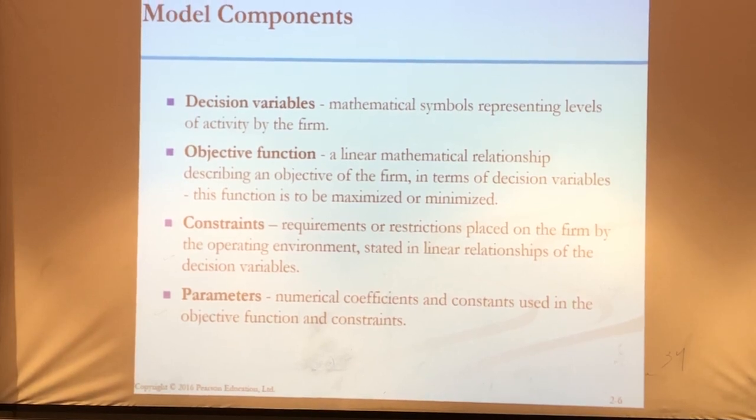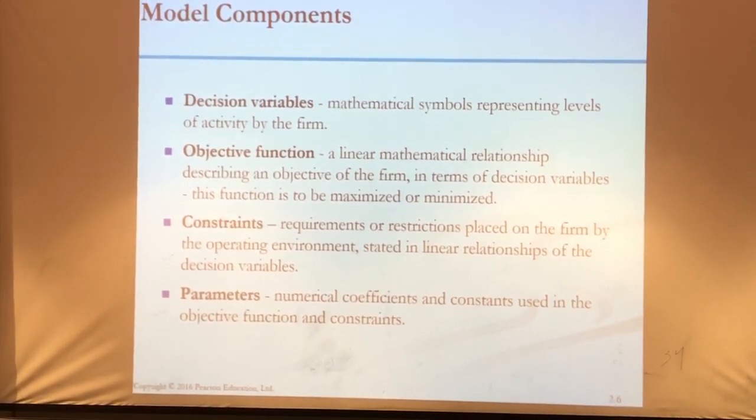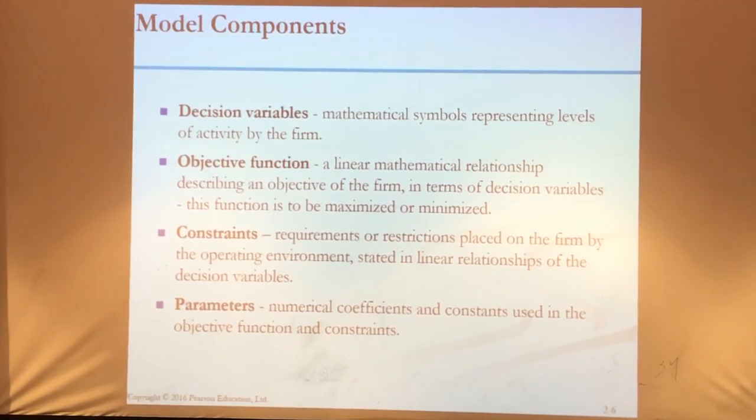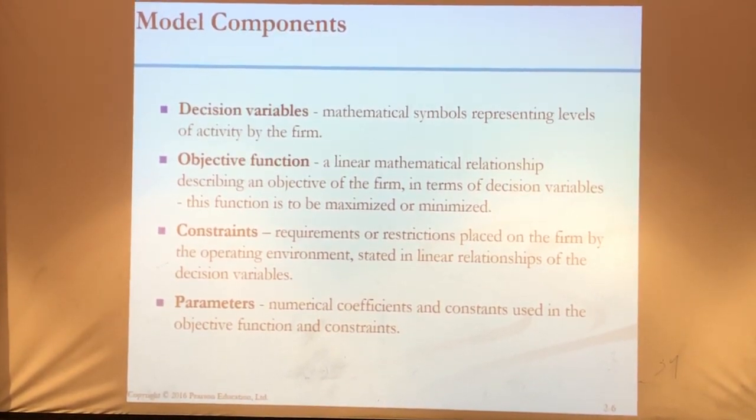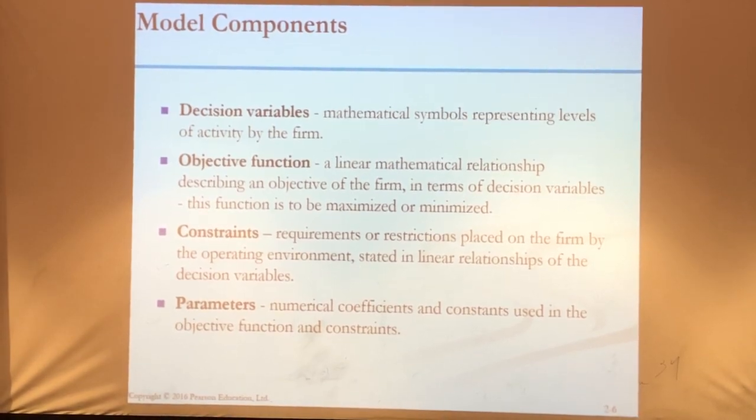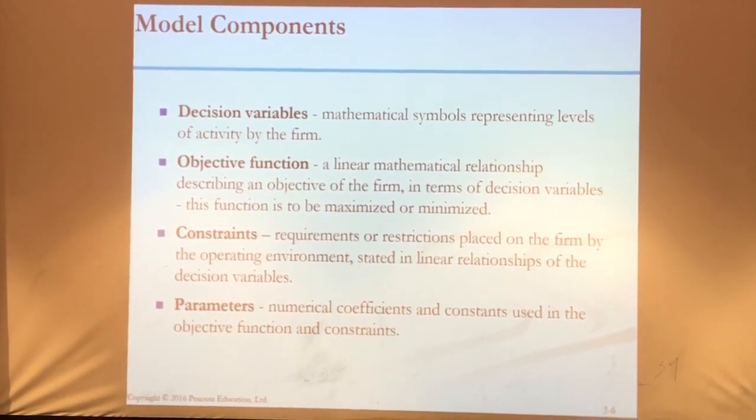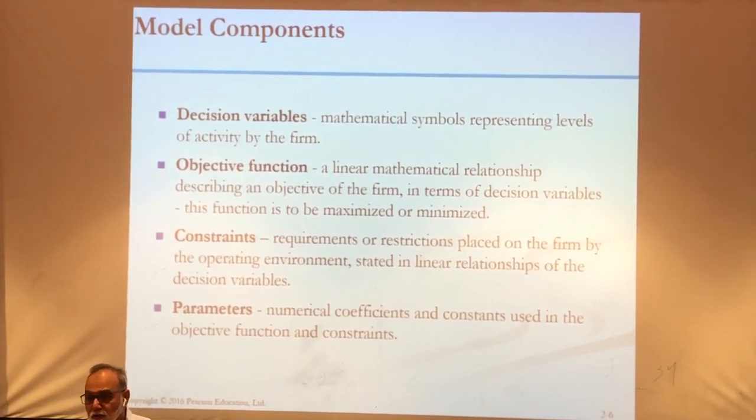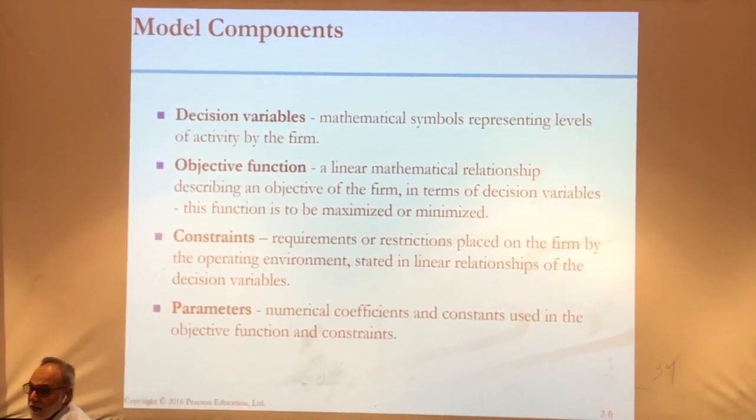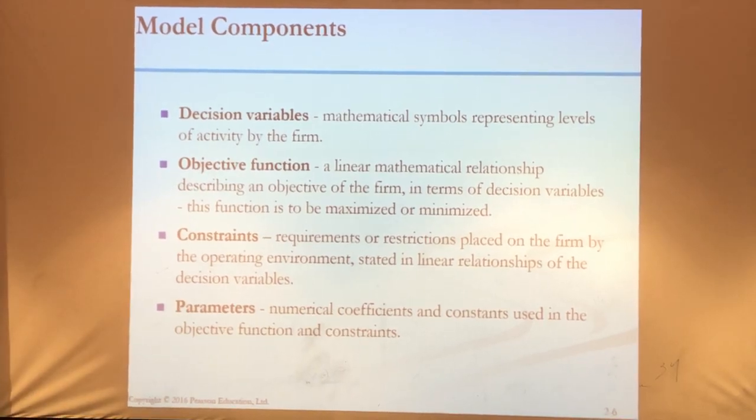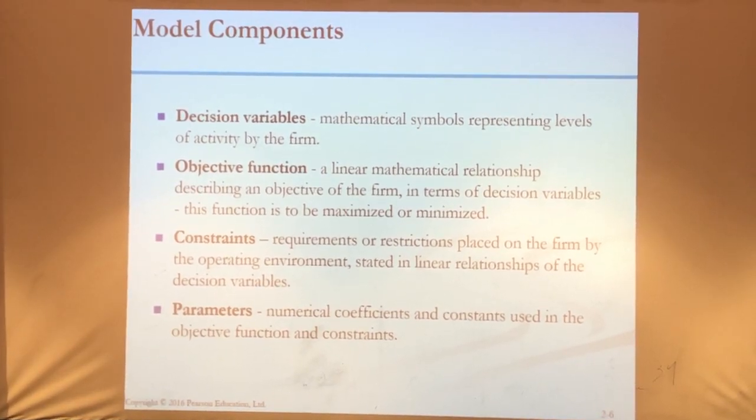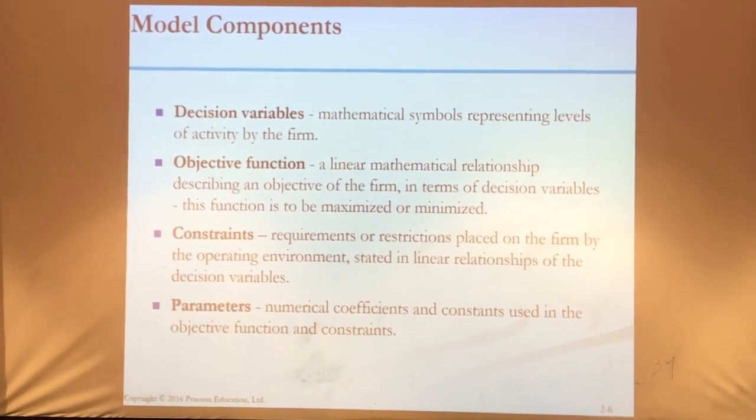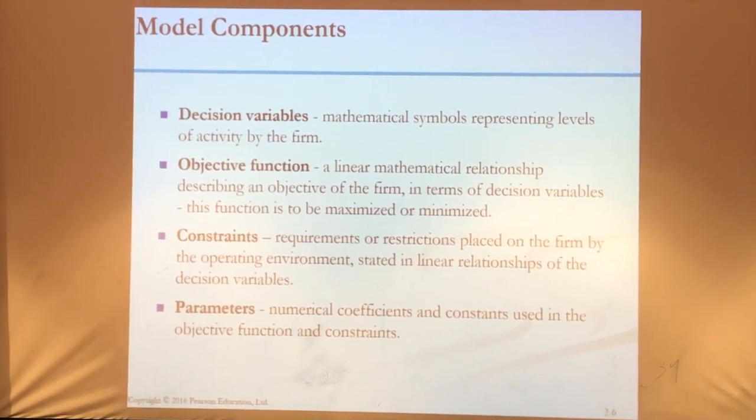Like 4 hours of carpentry are used to make one table. This 4 is a technological coefficient in the constraint, right? Or on the right hand side, the number of hours available to us in a resource. How much of the resource is available, that is a parameter. So we will have parameters, we will have decision variables, we will have an objective function, and of course we will have constraints.